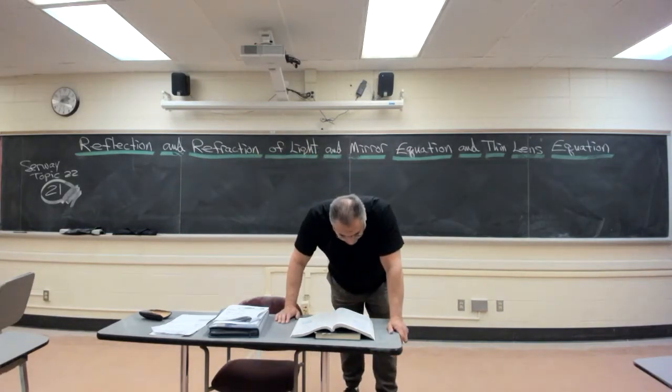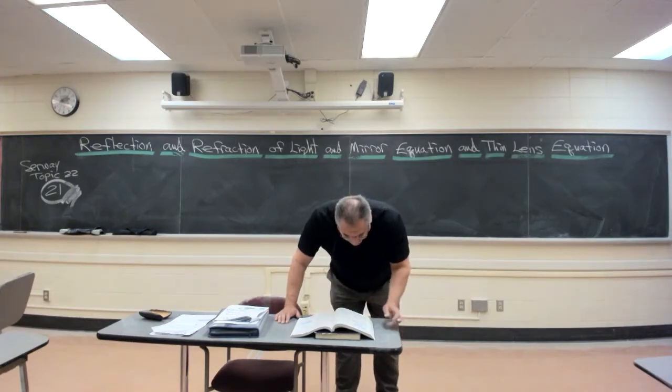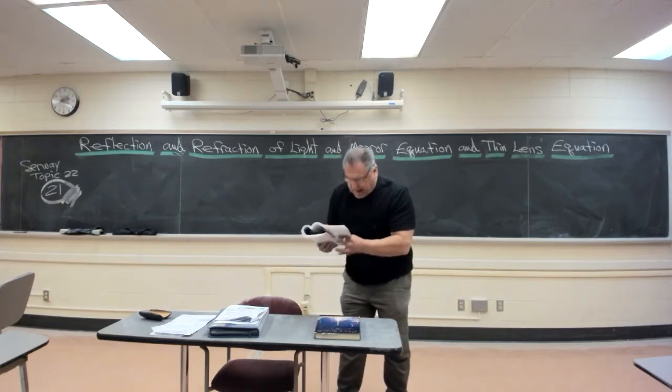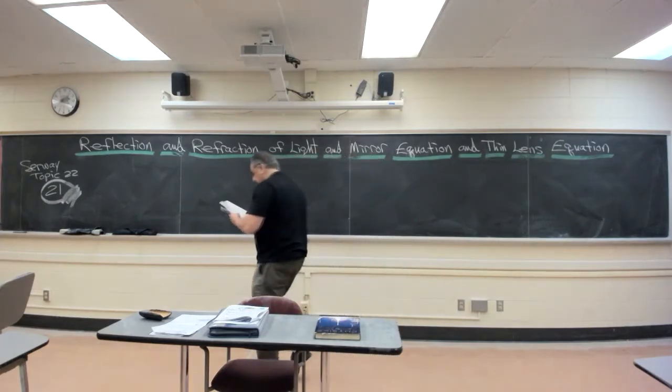For problem number 21, a man shines a flashlight from a boat into the water, illuminating a rock, as in the figure. What is the angle of incidence for that to take place? Okay, they don't say, you know, there's a lot said and a lot not said, I guess you could say. So let's just take a look at it.